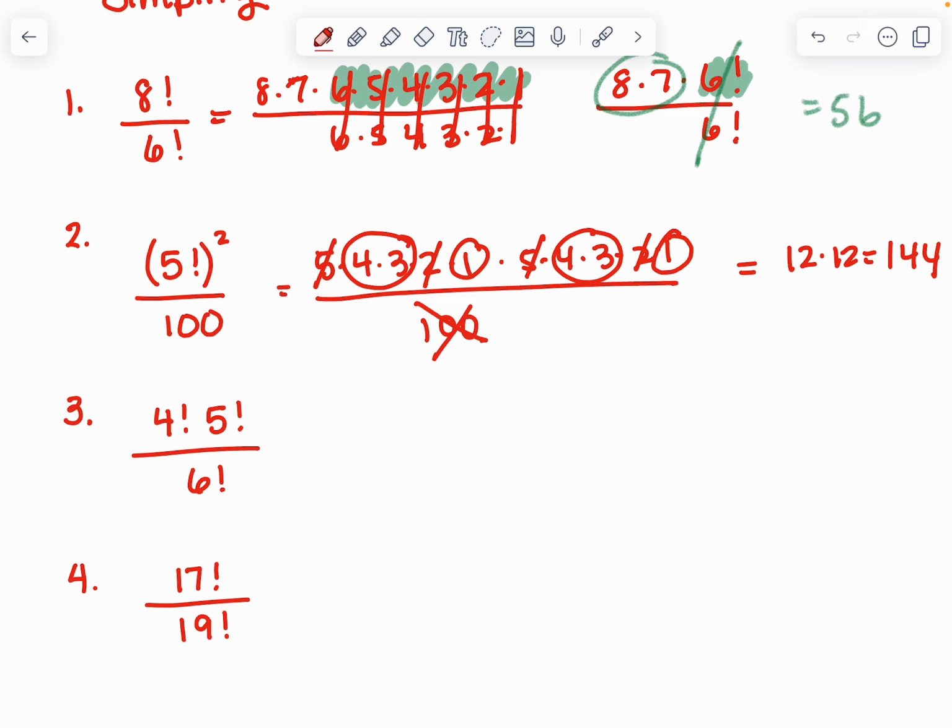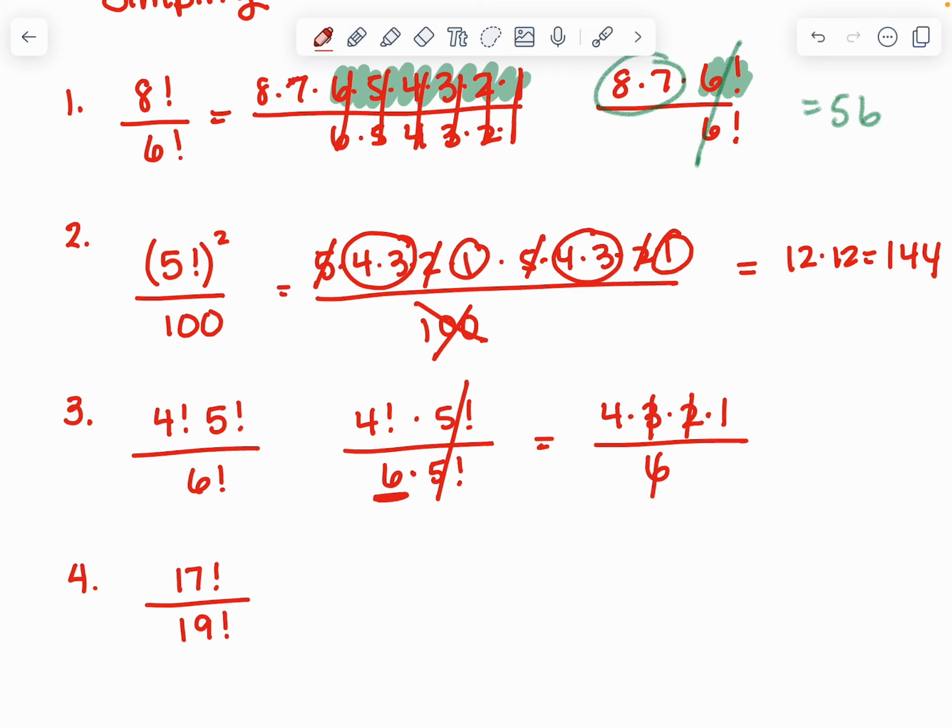We could start by saying, okay, I have 4 factorial and 5 factorial in the numerator, and in the denominator I have 6 factorial, which is really 6 times 5 factorial. So that entirety of that 5 factorial would reduce, because 6 factorial is made up of 6 times 5 times 4, 3, 2, 1. Well, the 5 factorial is already in the numerator. So now I have 4 times 3 times 2 times 1 over 6, because all that's left is the 6 from that 6 factorial. And then I can do another bit of clever reducing, and this final result is just 4.